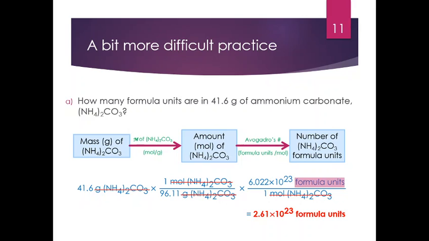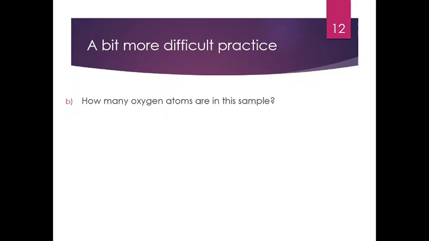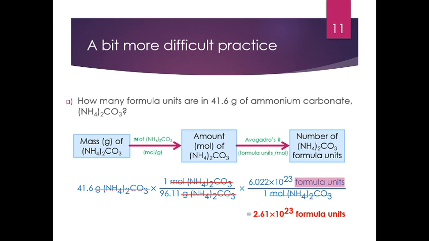And so part B, you all forgot there's a part B, right? Part B asks how many oxygen atoms are in this sample. Once we know the number of formula units, which we just found in part A, I tell you that there is 2.61 times 10 to the 23 formula units. So go back and recall what I meant by formula units. All I'm really saying here is that there's 2.61 times 10 to the 23 (NH4)2CO3s.